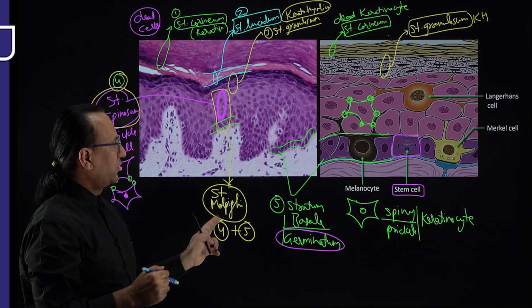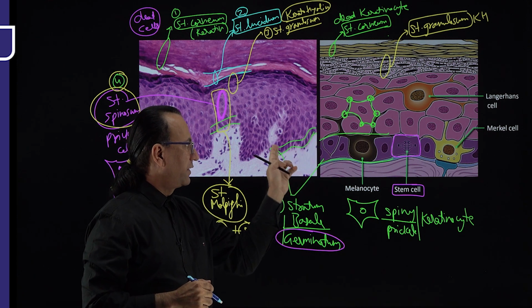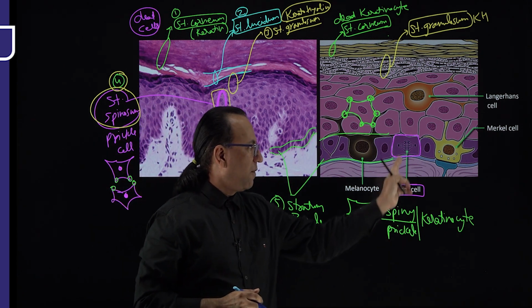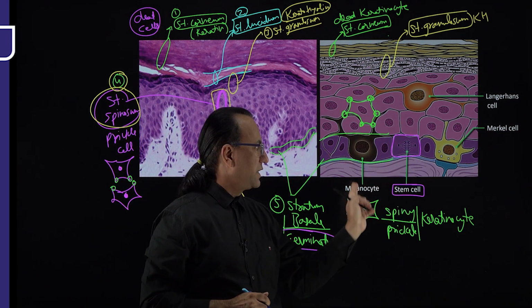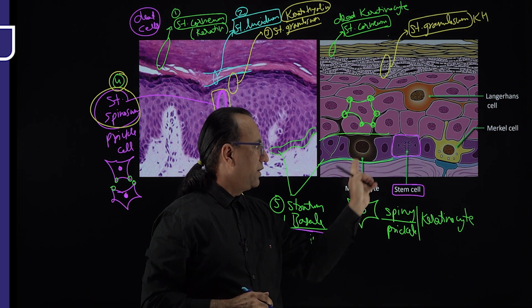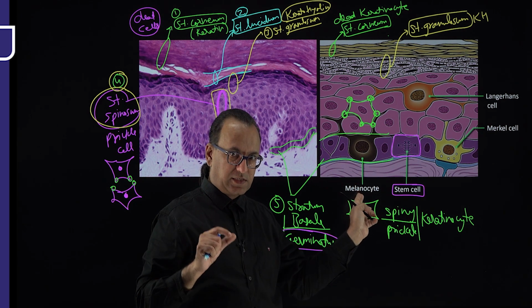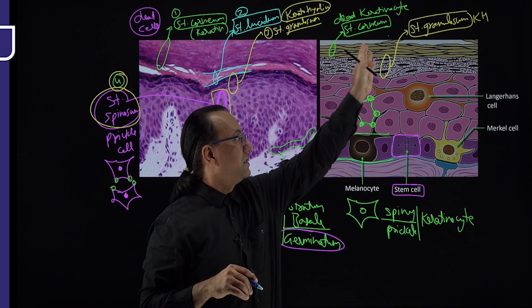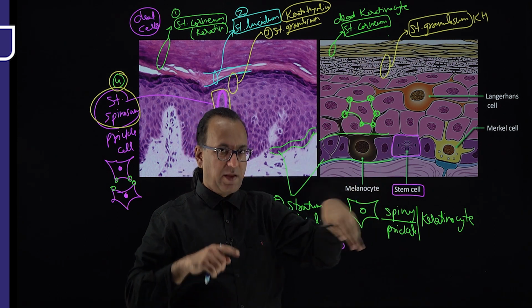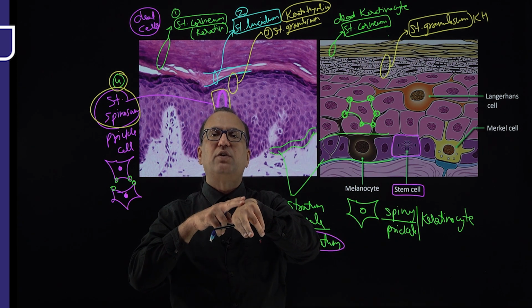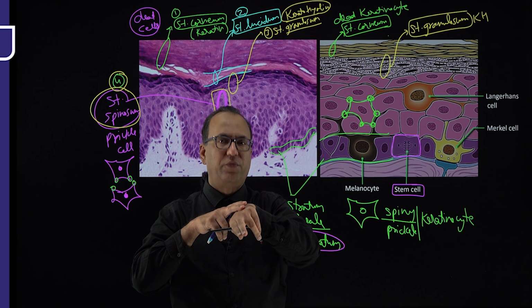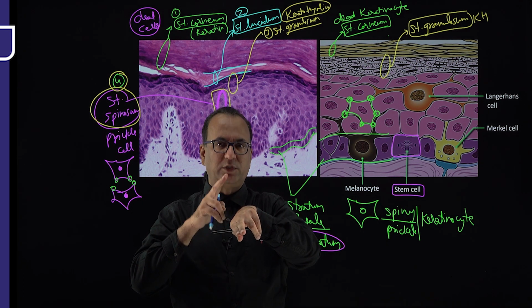Now let us come back to the various types of cells in the stratum basale. Number 1, we have talked about the stem cell. Number 2 is the melanocyte. As we understand, melanocytes come from neural crest cells. Otherwise, the skin epithelium, the skin epidermis, comes from surface ectoderm. So all the cells here, except a few, in the skin epithelium come from surface ectoderm.